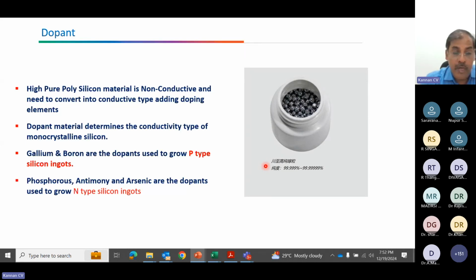And now recently, industry started using 100% gallium, replacing the boron. There are some reasons why gallium has come into the picture, why boron cannot be used. When you use boron, the grown crystal also has some oxygen. When you have a boron dopant, the boron-oxygen pair will be generated.